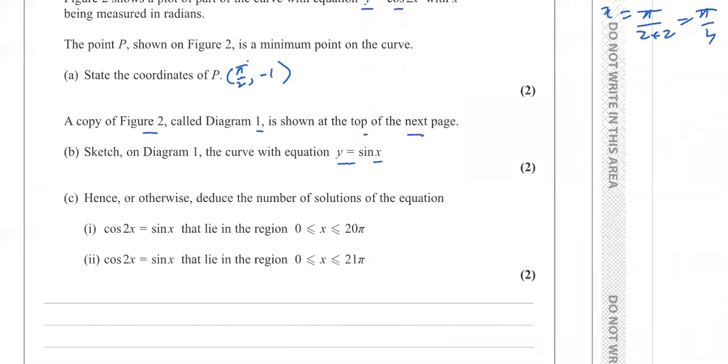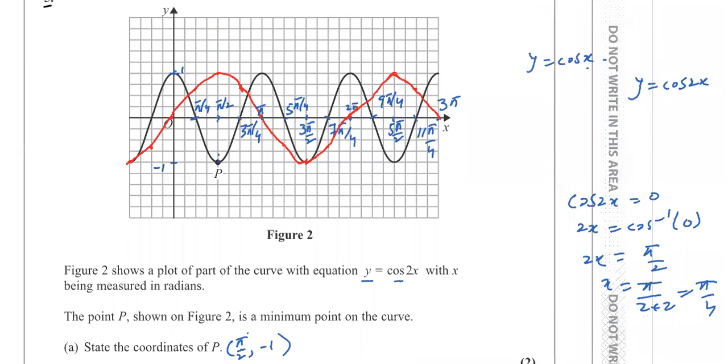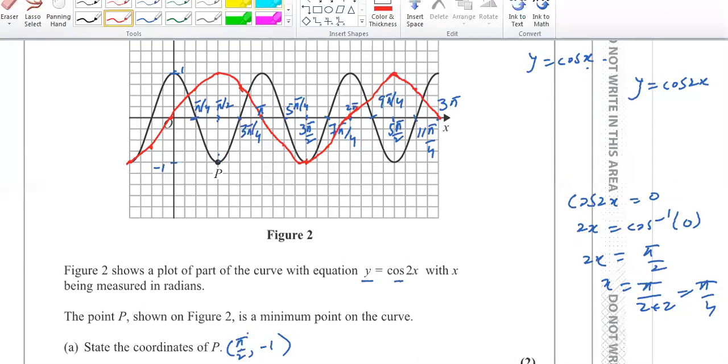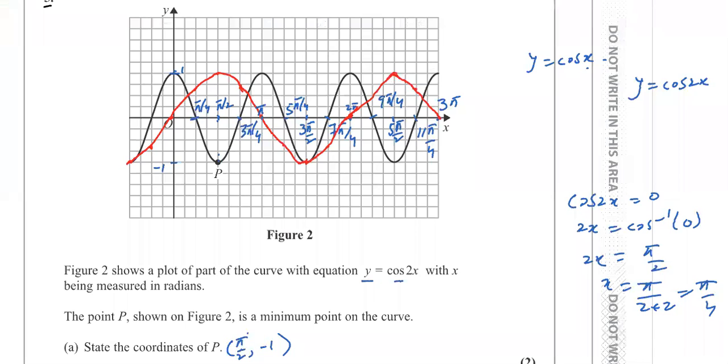And then the question is saying, hence or otherwise deduce the number of solutions of the equation cos 2x is equal to sin x between the region 0 to 20 pi. So first, it's better if I look at 2 pi. Let's see between, for example, this is 2 pi. So how many times do these curves intersect from 0 to 2 pi? 1 time, 2 times, and 3 times. Between 0 to 2 pi, the curve intersects 3 times.